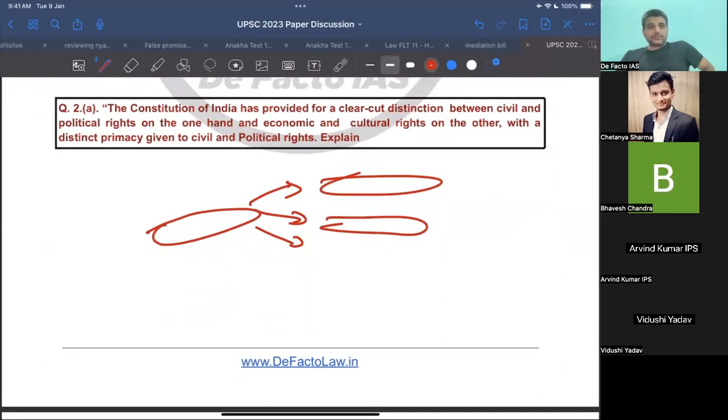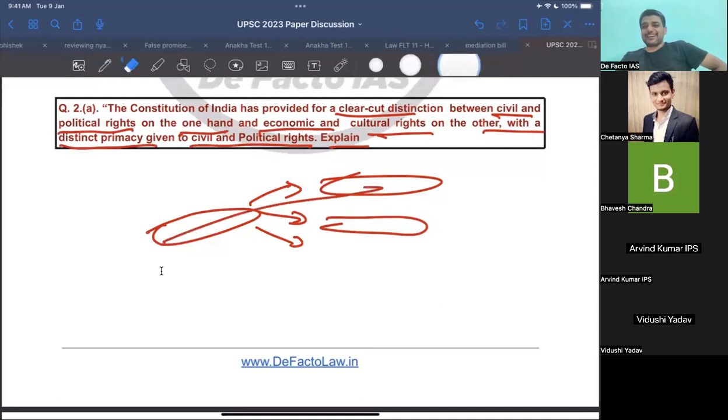Now question number 2A, yeah, very correct. Question number 2A says that the Constitution of India has provided a clear-cut distinction between civil and political rights on one hand, and economic and cultural rights on the other, with a distinct primacy given to civil and political rights. Explain. Now, people would be quite surprised: what is this they have asked, right?